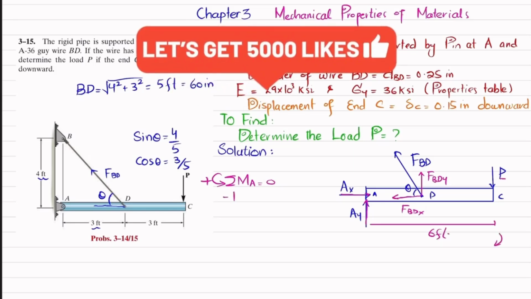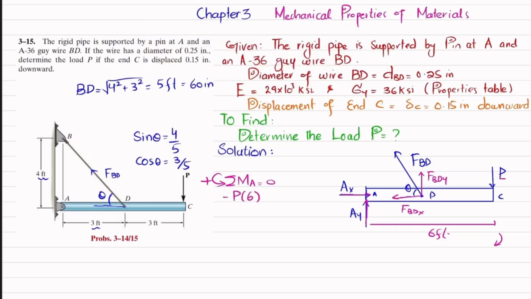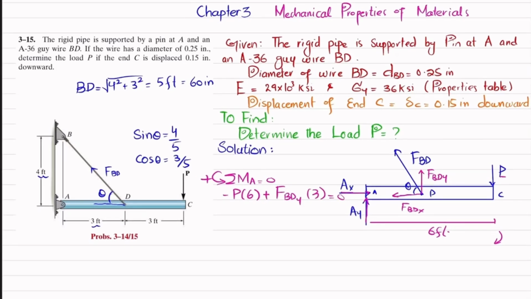So I will write minus P times 6. Now the second force that is producing moment is the vertical component, and the perpendicular distance will be 3 feet. So you can see this is 3 feet. And the vertical component will be FBD Y times the perpendicular distance 3. Their sum must be equal to 0. The horizontal component is not producing moment because it is passing through point A. So what we will do is find this minus 6 times P.